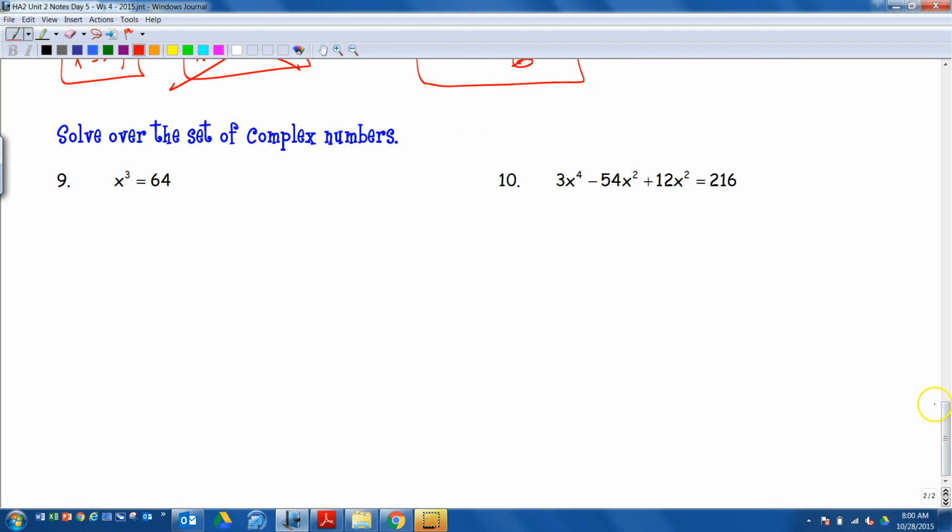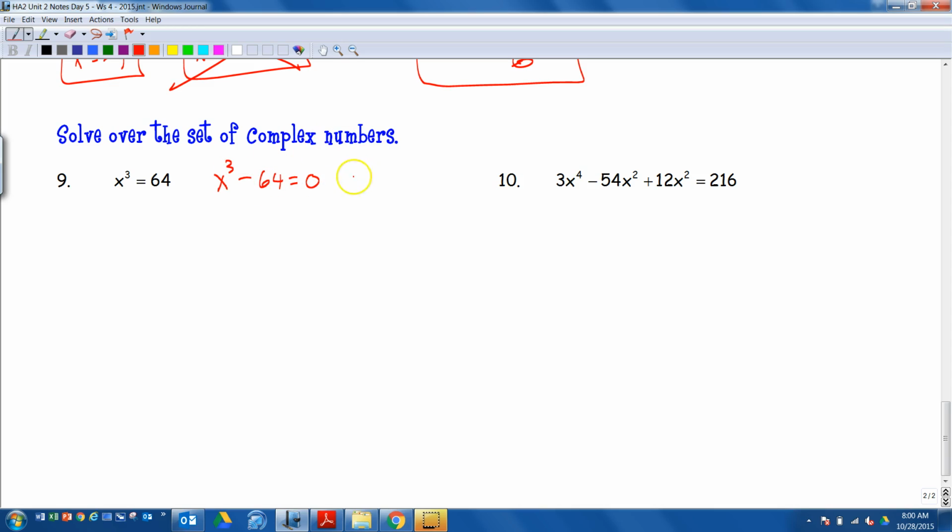Okay, solving over complex. These are the ones that trick people the most. If you see a cube, you can't just assume you take the cube root or that the answer is just 4. You have to move it, get it equal to 0, and then use your factoring of difference or sum of cubes pattern to solve that.